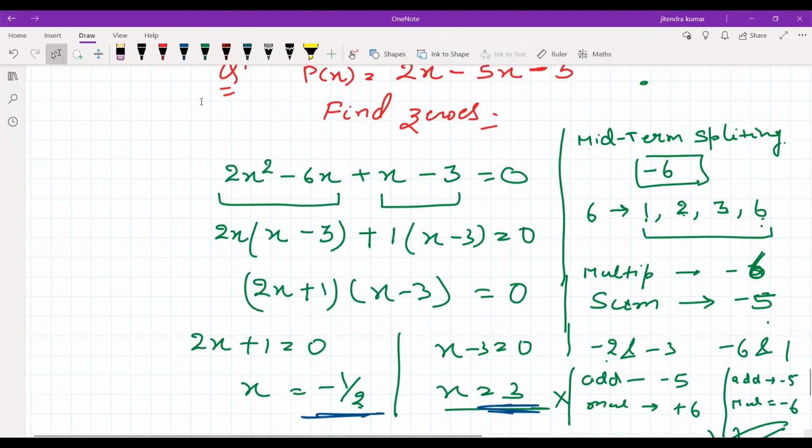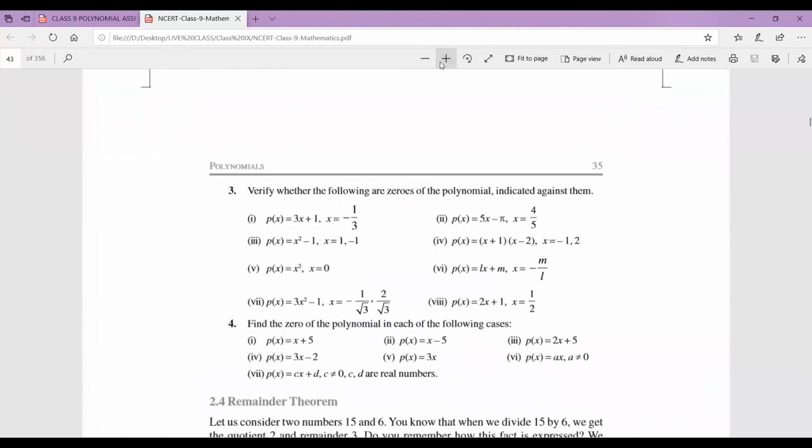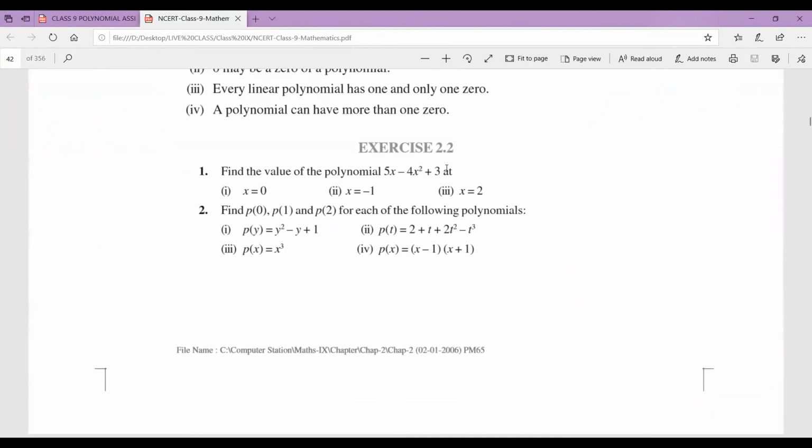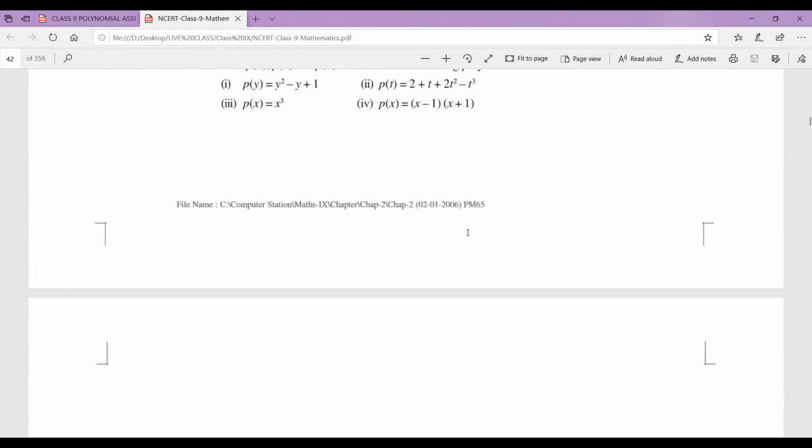Okay, so now we have completed all the concepts related to your exercise 2.2. Let's go through exercise 2.2 once. First one is find the value of this polynomial at x equal to 0, at x equal to -1, at x equal to 2. That is clear, I think everyone can do. The second one says find P0, P1 and P2 for each of these polynomials. This is also easy.